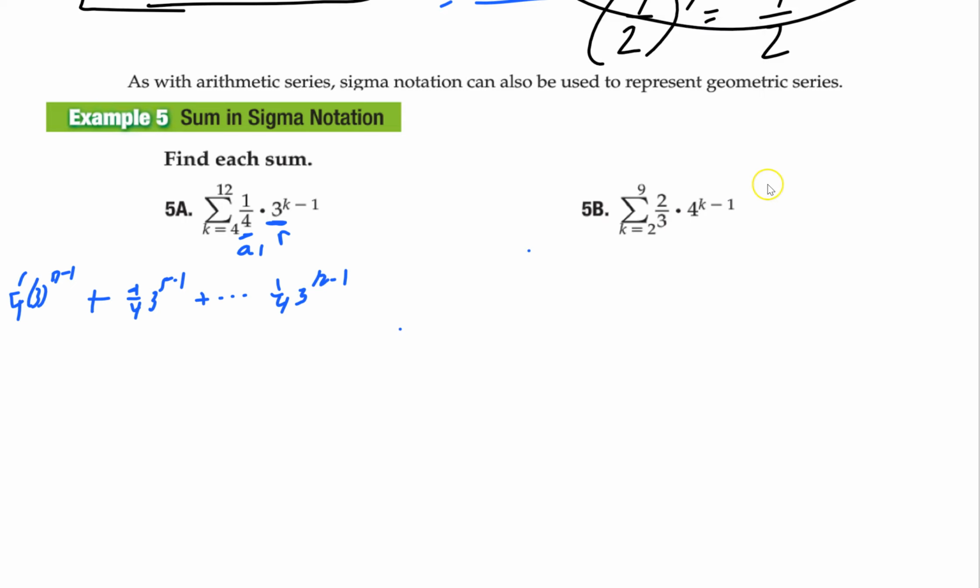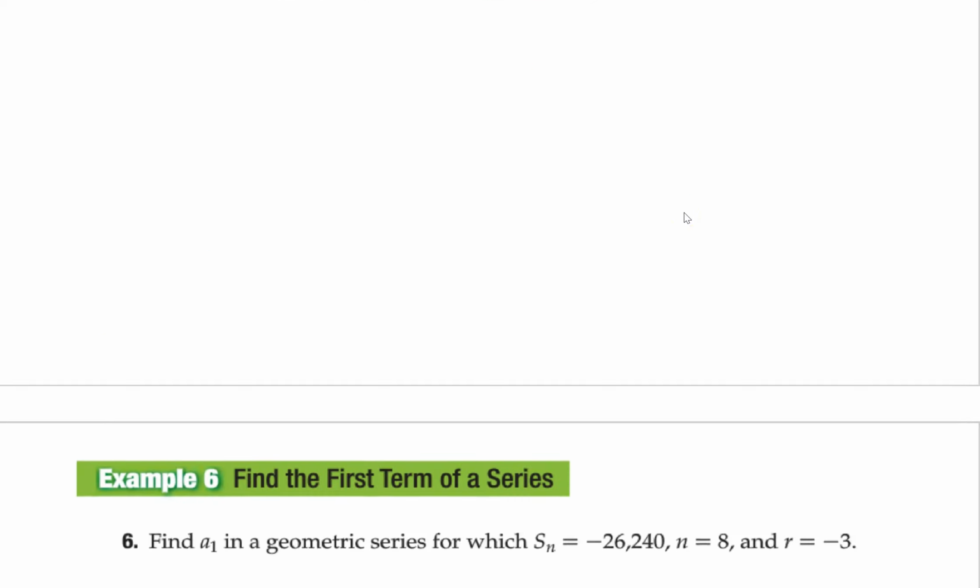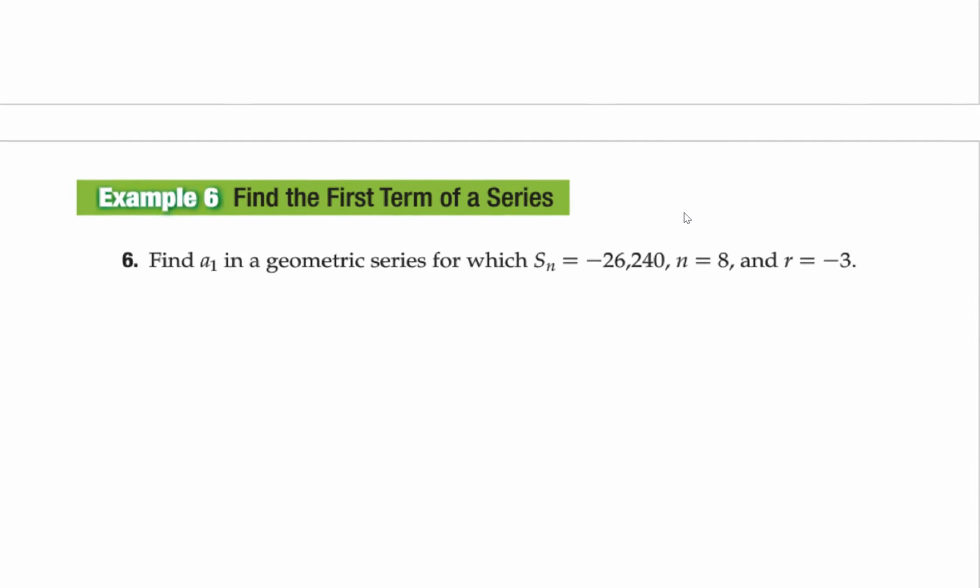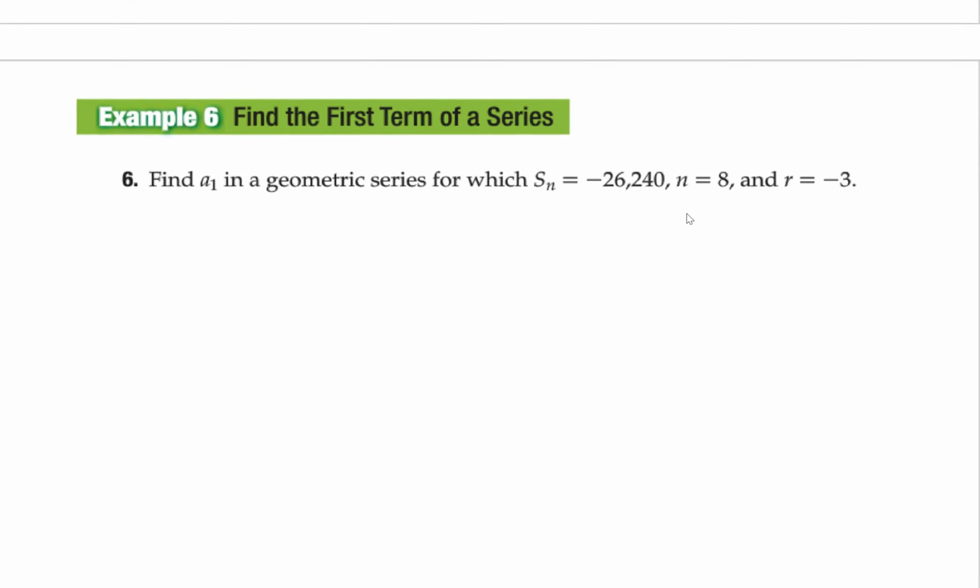Right? I can do the same thing here. Again, if I had started with the 1, then I could just use the formula, but this one makes it a little bit more annoying. I had to go from 2 to 9. It's the same concept. This next one, find the first term of a series.